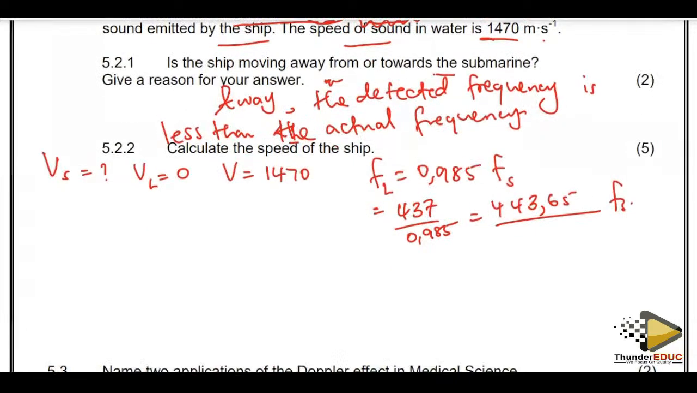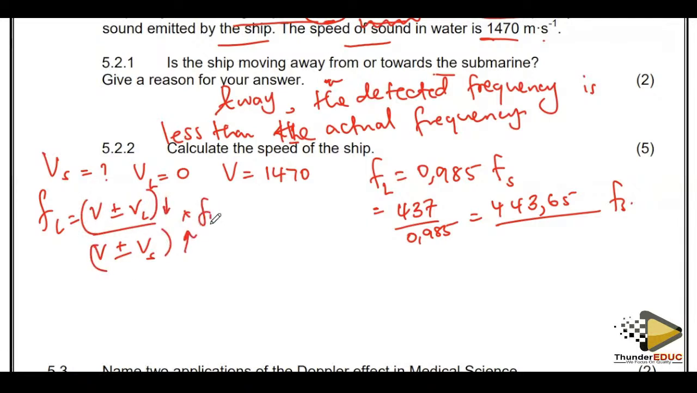And then, okay, I can do my substitution now. So I can say my FL is equal to V plus minus VL over V plus minus Vs. And since we said it is moving away, then the V is going to be a minus on top. So this must decrease, and then the bottom part must increase, and the Fs. I can use this new Fs of mine, or I can just use this equation the way it is. Yeah, let me use that.